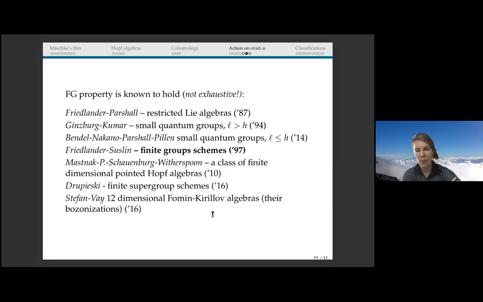Chris Drupieski proved this for finite supergroup schemes, which was quite a surprising thing. That was an open question for almost 20 years after the Friedlander-Suslin result. And you would think that if you just add the Z2 grading, it shouldn't be that hard. It turned out to be really, really hard. And then there is a very cool result of Stefan and Vay on 12-dimensional Fomin-Kirillov algebras, where they, I think, almost compute cohomology. Okay, Fomin-Kirillov algebras, not quite Hopf algebras, but very close. You can bosonize them and still compute cohomology.